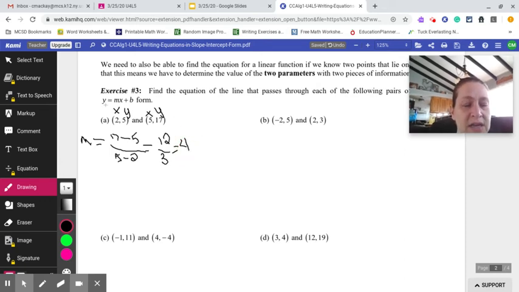I'm going to pick a set of data. In this case, I'm going to do the 2 and the 5. So 5 equals 4 times 2 plus b, because we don't know what our y-intercept is. Okay, 4 times 2 is 8.